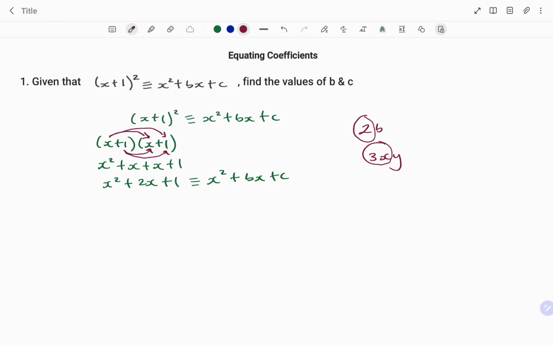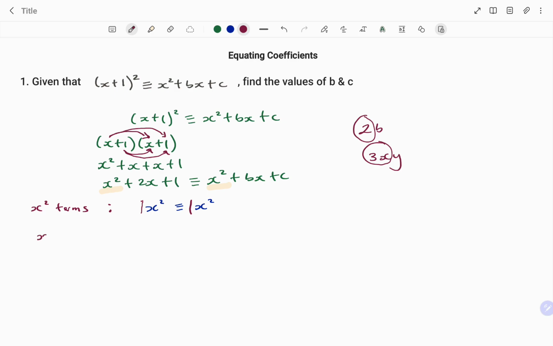So going back to the question, let's start with terms in x squared. We have x squared here and x squared here. So we have x squared equivalent to x squared. You can see that the coefficients are the same, an invisible 1 here and an invisible 1 here, so there's nothing to do here. We move to the next term.